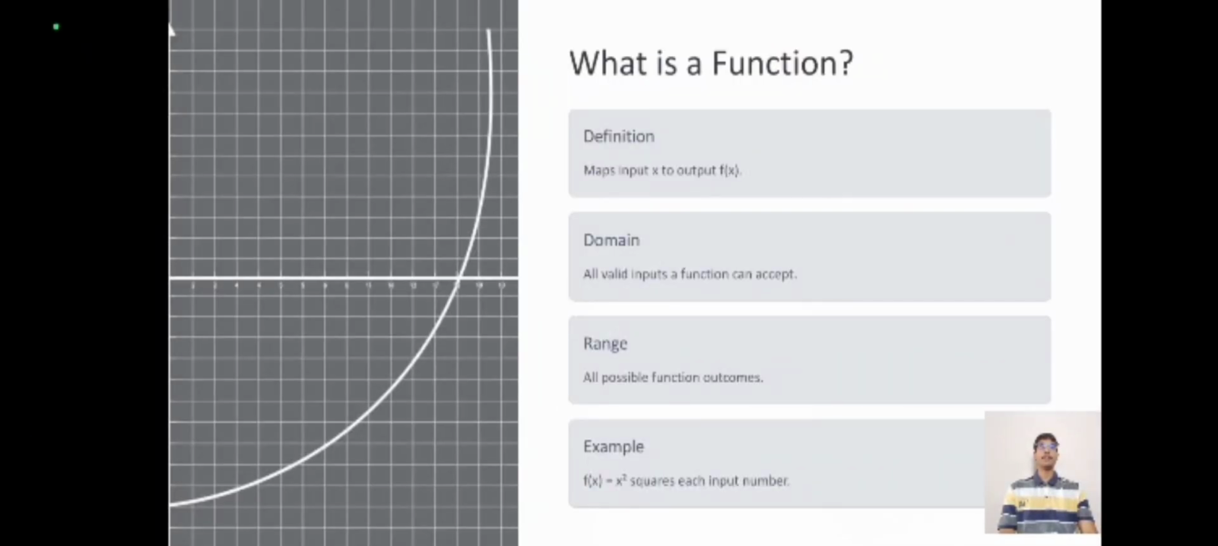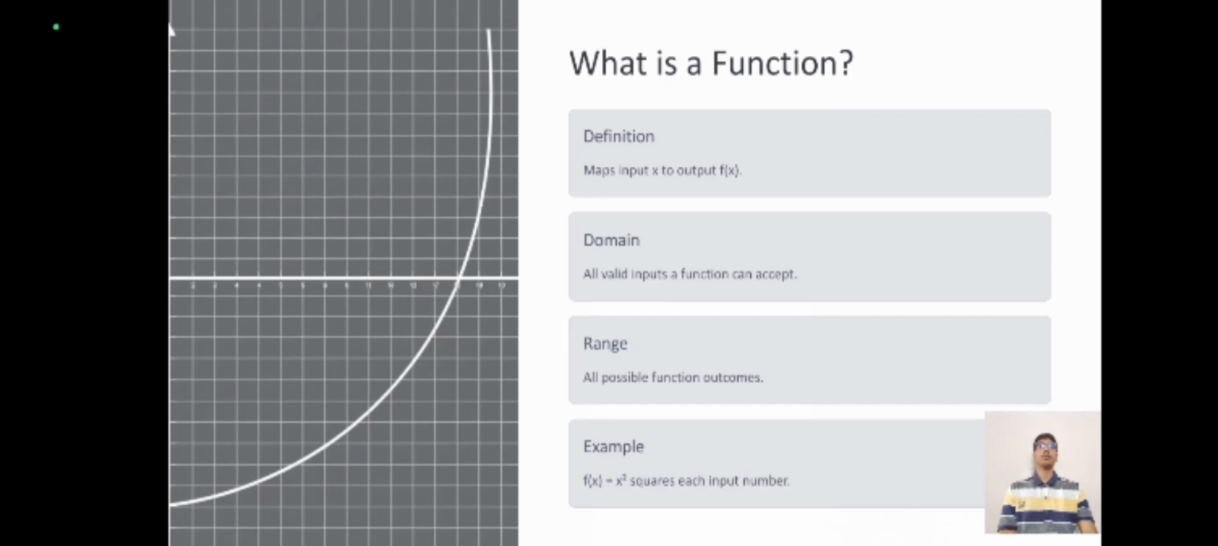So, what exactly is a function? A function is a special relationship that maps an input to exactly one output. Think of it like a machine. If you put something in, the machine processes it and you get something out of it. This is written as f of x, where f is the name of the function and x is the input.